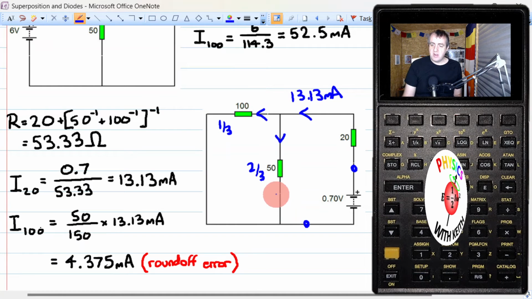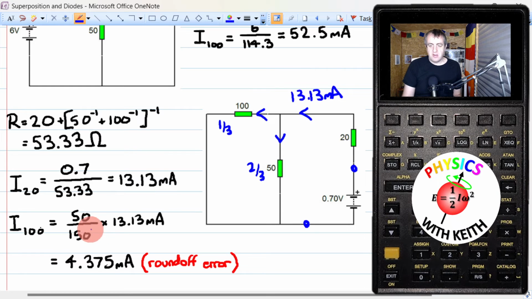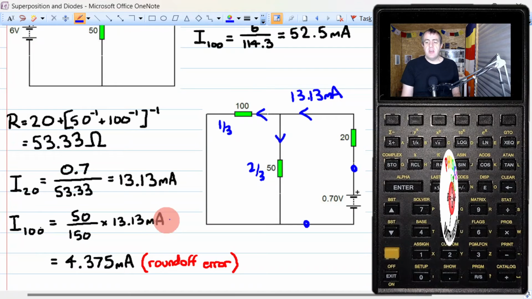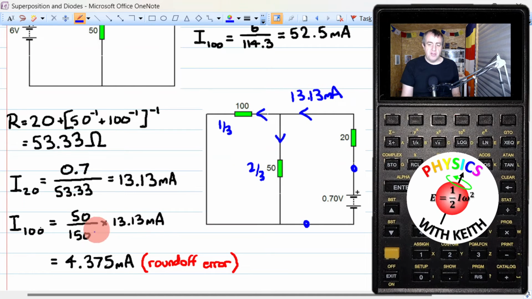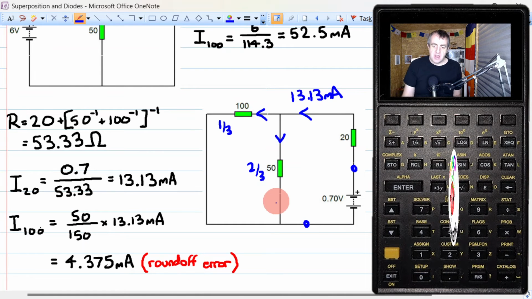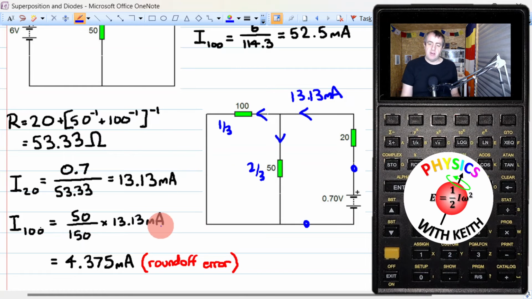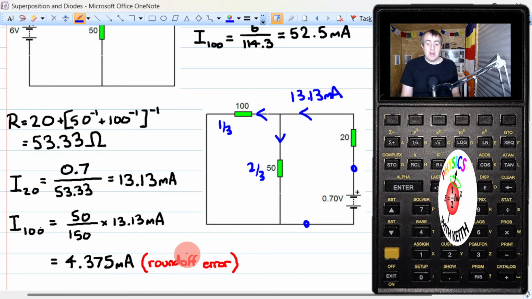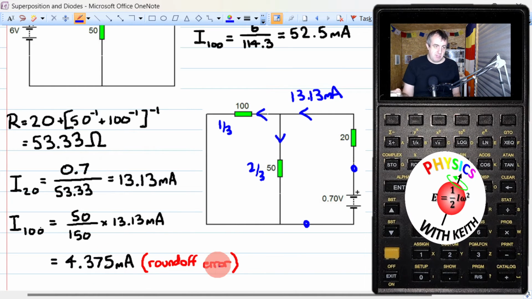So the easy way to work that out is to do the resistance of the branch you're not using divided by the total resistance. And that's the same thing as 1/3. So there we go. We've got 13.13 milliamps multiplied by a third gives you 4.375. Now again, if you do the maths on this, you don't get that number if you use my rounded numbers. This is using unrounded numbers. You will get a round off error and write down a different number if you're using rounded numbers.